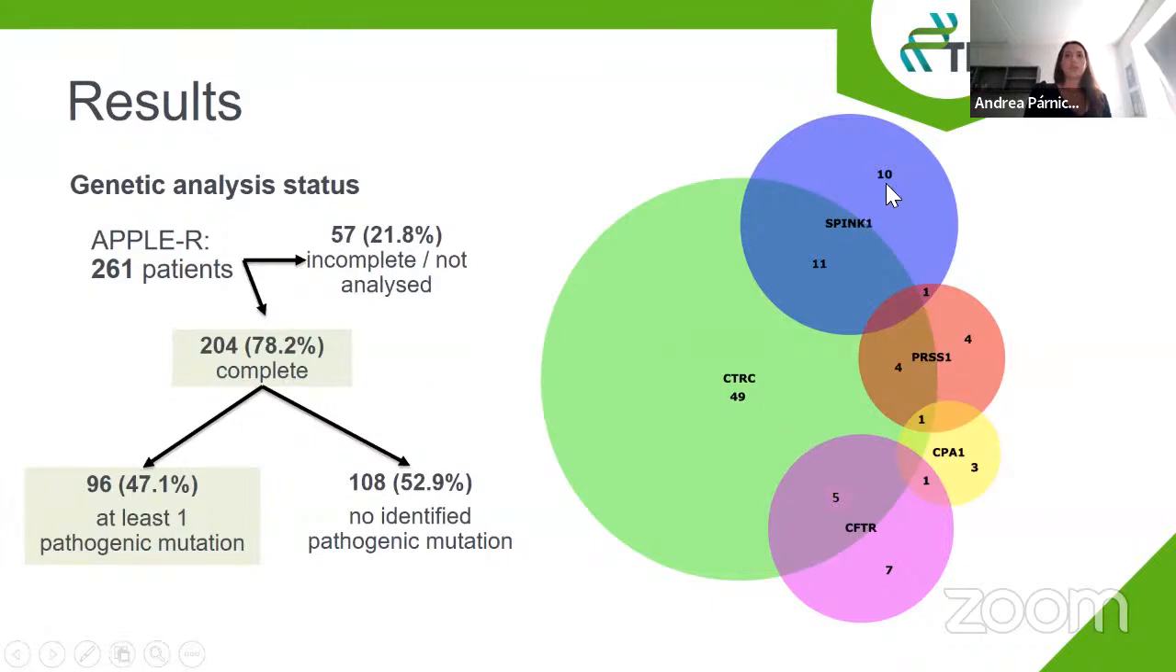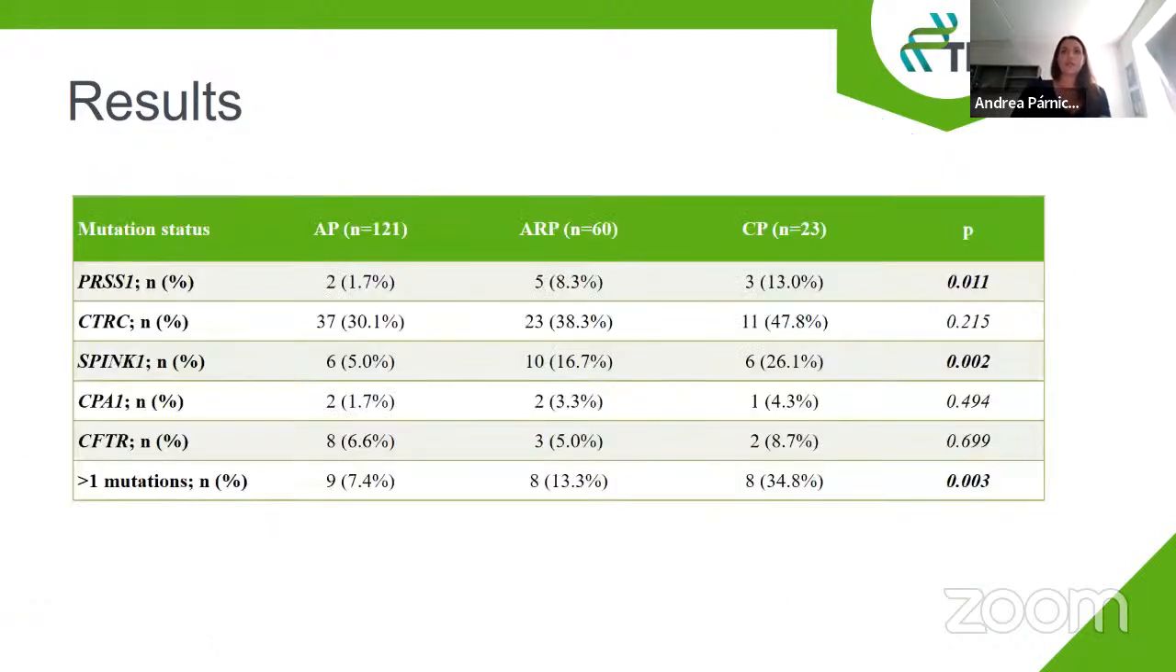So, for example, 10 participants had SPINK1 mutation only, and 11 have transheterozygosity of SPINK and CTRC. Here you can see the distribution of these gene alterations according to the disease progression. And we found a significant intergroup difference with PRSS1 and SPINK1. You can see the prevalence of these mutations increasing from AP to ARP and from ARP to CP. We also note a similar tendency, although without statistically significant difference, in cases with CTRC.